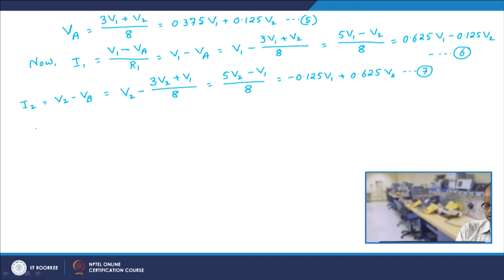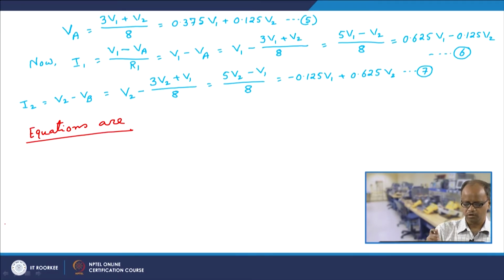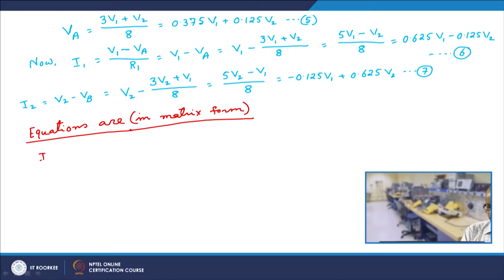So, now let us look at what our equations were. So, we have I1, I2, VA, VB. So, then in matrix form, we have got I1, I2, VA, VB.